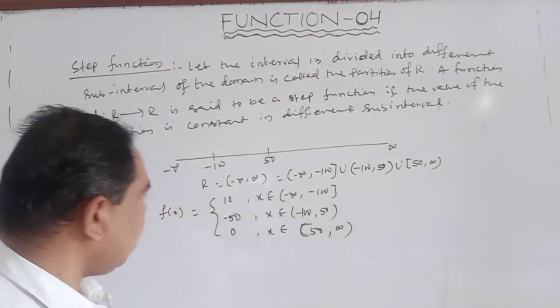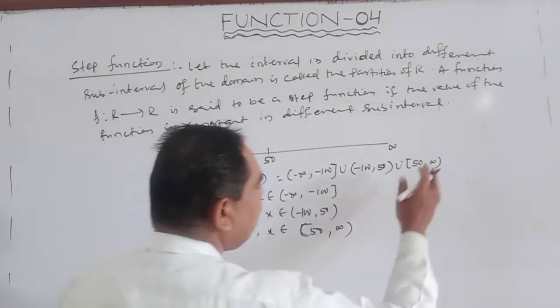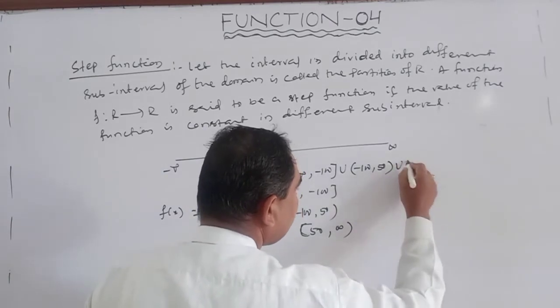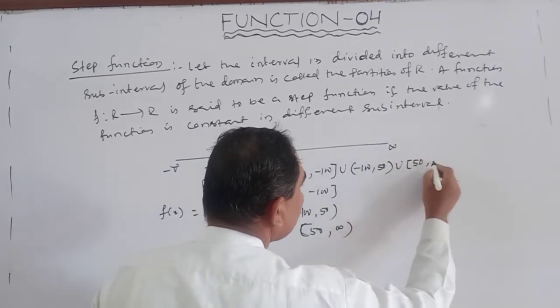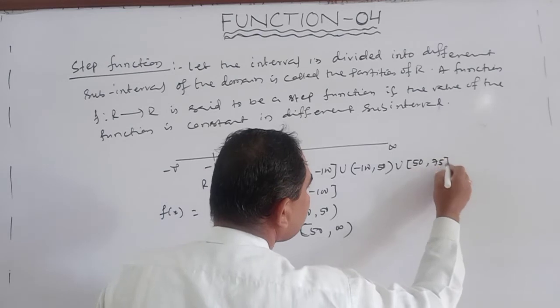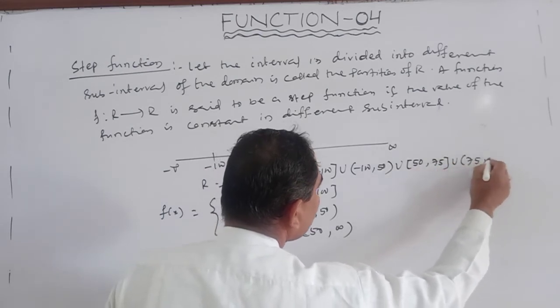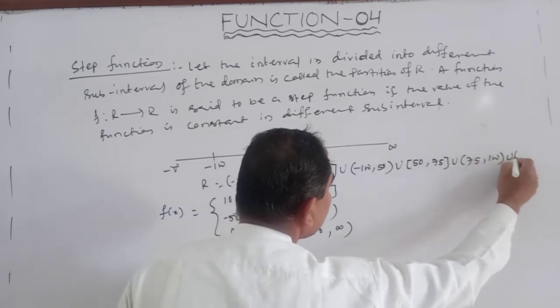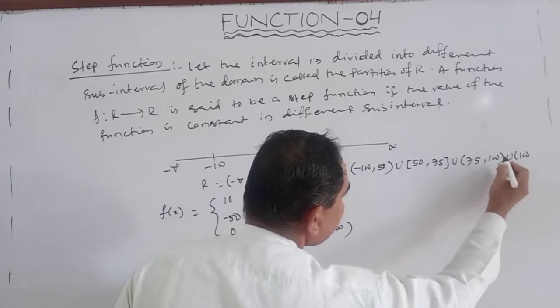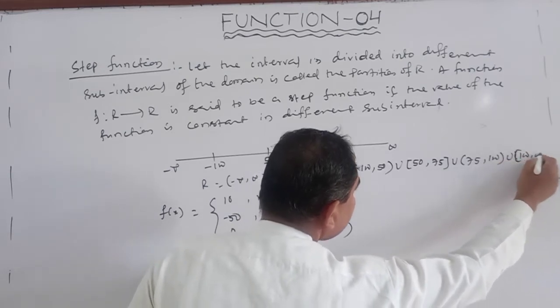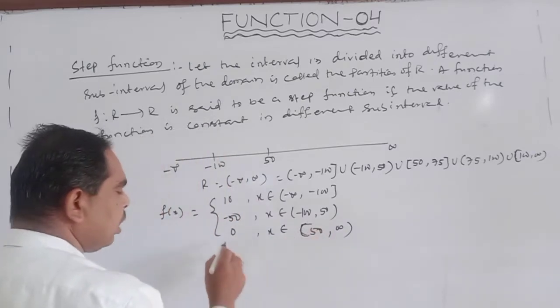Okay. So you can also write 50 to 75, union 75 to 100, union 100 to infinity. So this is another one.